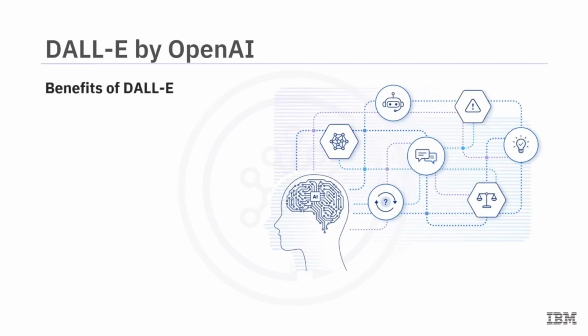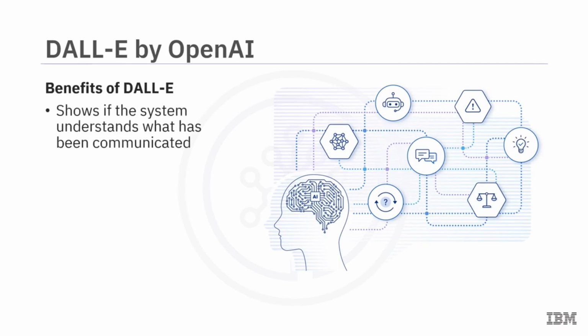So what are the benefits of DALL-E? An image generated by DALL-E tells us if the system understands what we've communicated or merely repeats what it has been taught. Further, DALL-E plays a crucial role in developing useful and safe AI by enabling us to understand how AI makes sense of our world.